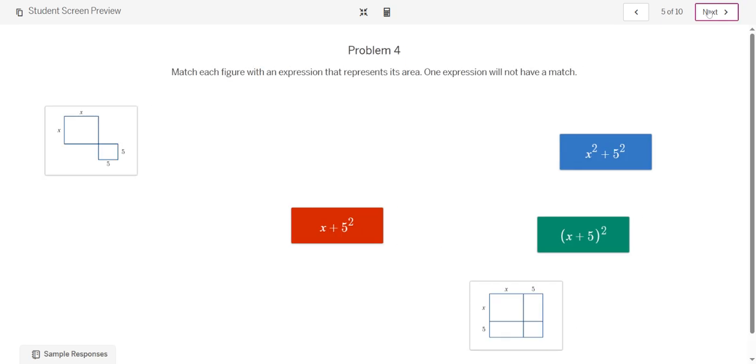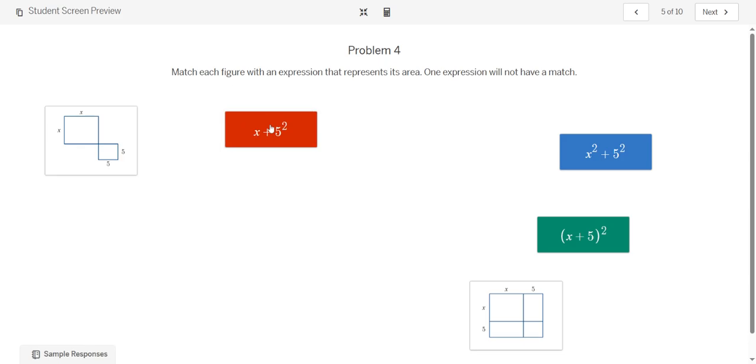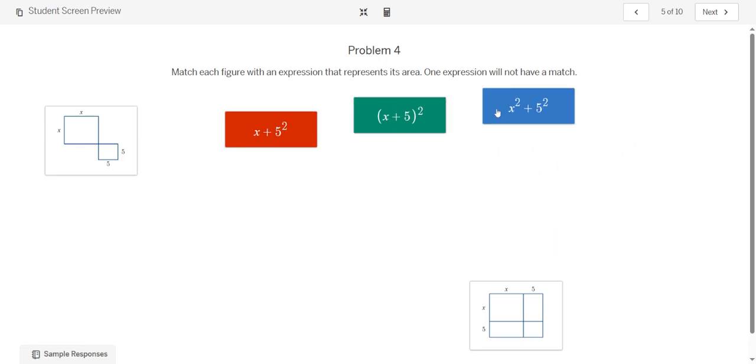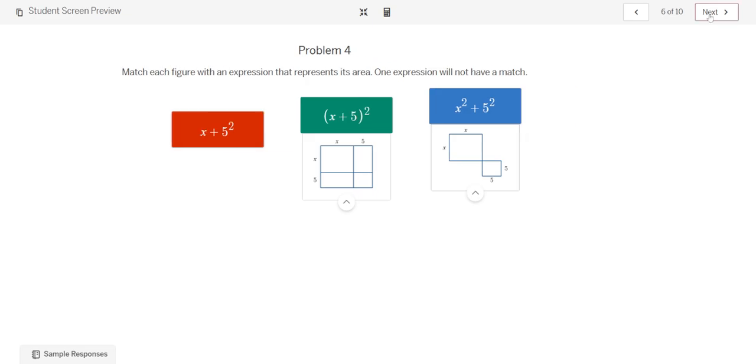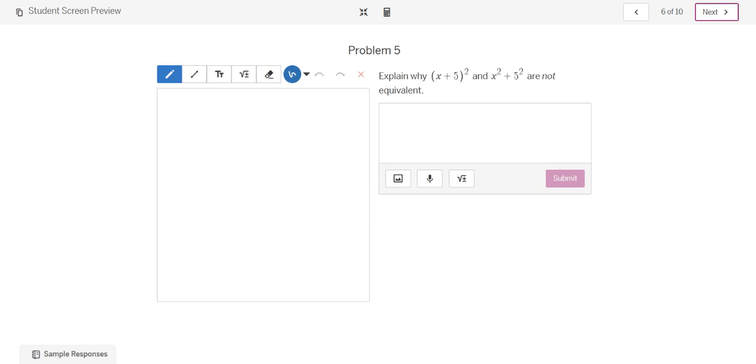Next. Ooh, matching. Let's see which we got here and here and here. X plus 5 squared, that's not one of those. X plus 5 squared is this guy right here, because you got an x plus 5, x plus 5. It doesn't look like a square, but it would totally be a square. And this one is x squared plus 5 squared. But x would be like a straight line, and 5 squared would be a 5 by 5 square. So I don't know how they would do that. Or maybe like x little ones, I guess.